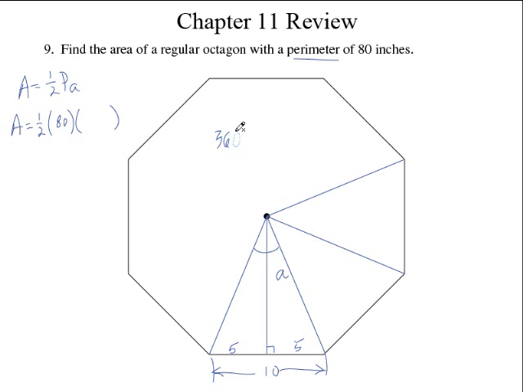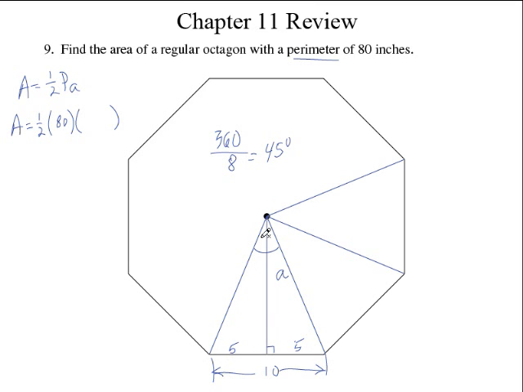I take 360, because that's all the degrees all together, and divide it by how many angles I have. And so 360 divided by 8 is, I got that somewhere, it's 45 degrees. Right? So this big angle right here is 45 degrees. That would be the same with all of these angles. I'm only interested, though, I want to find the apothem. I want to find this up and down right here.